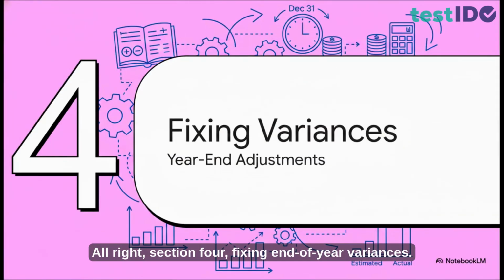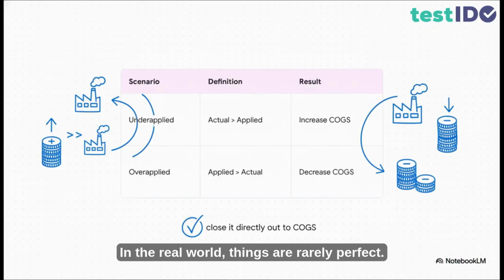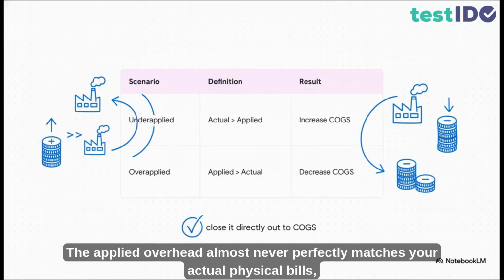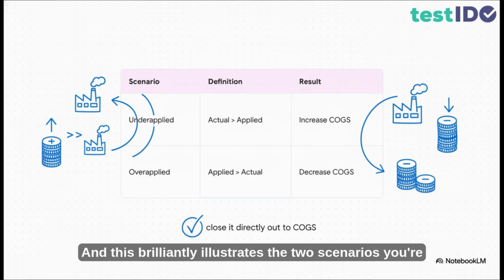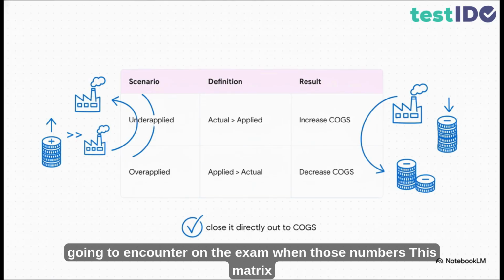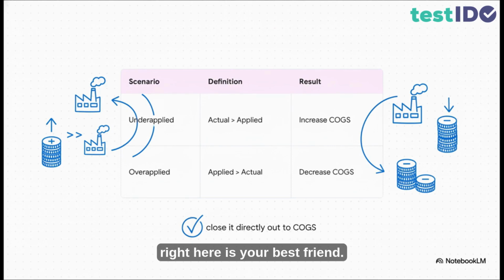All right, Section 4, Fixing End-of-Year Variances. In the real world, things are rarely perfect. The applied overhead almost never perfectly matches your actual physical bills because, unfortunately, utility companies do not care about your estimates. And this brilliantly illustrates the two scenarios you're going to encounter on the exam when those numbers don't match. This matrix right here is your best friend.